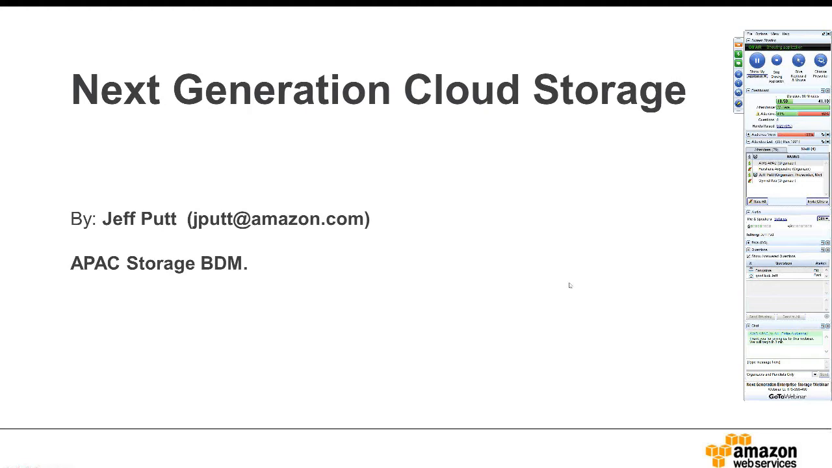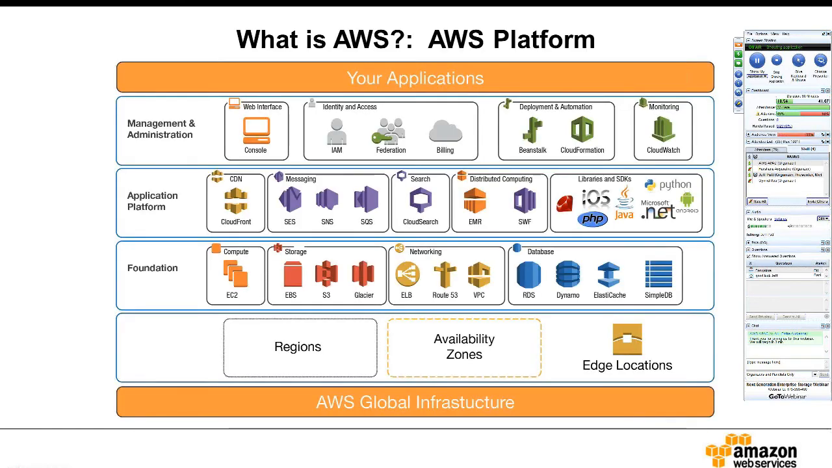The first thing I want to do is highlight a brief overview of what we're talking about. This is the Amazon Web Services platform. You can see there, underpinning our global infrastructure, a large variety of regions. Most recently, the Sydney region has been opened. Each one of those regions has a number of availability zones, and we also have our content distribution edge locations as well.